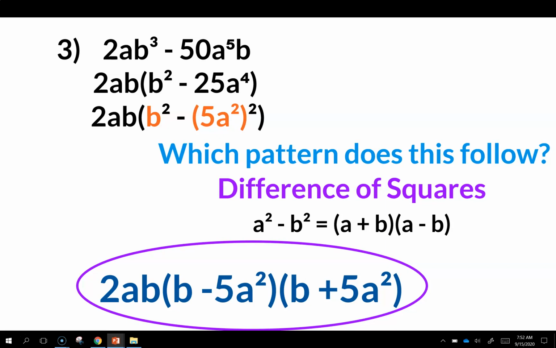All right, so if we see two terms with the minus sign in the middle, and there's not perfect squares to begin with, see if there's a greatest common factor you can divide out and make it happen.